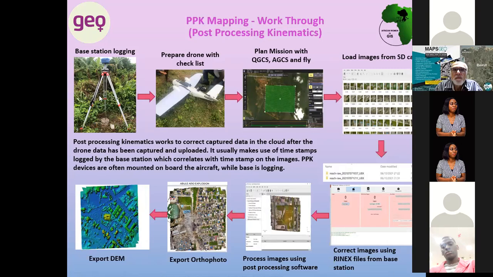So here we often need to use a base station, a GNSS receiver, a base station. Then your drone connects to the base station, and then you also use your mission planner. In ASECO, where I work, we use the ASECO Ground Control Station, which is a bespoke app.